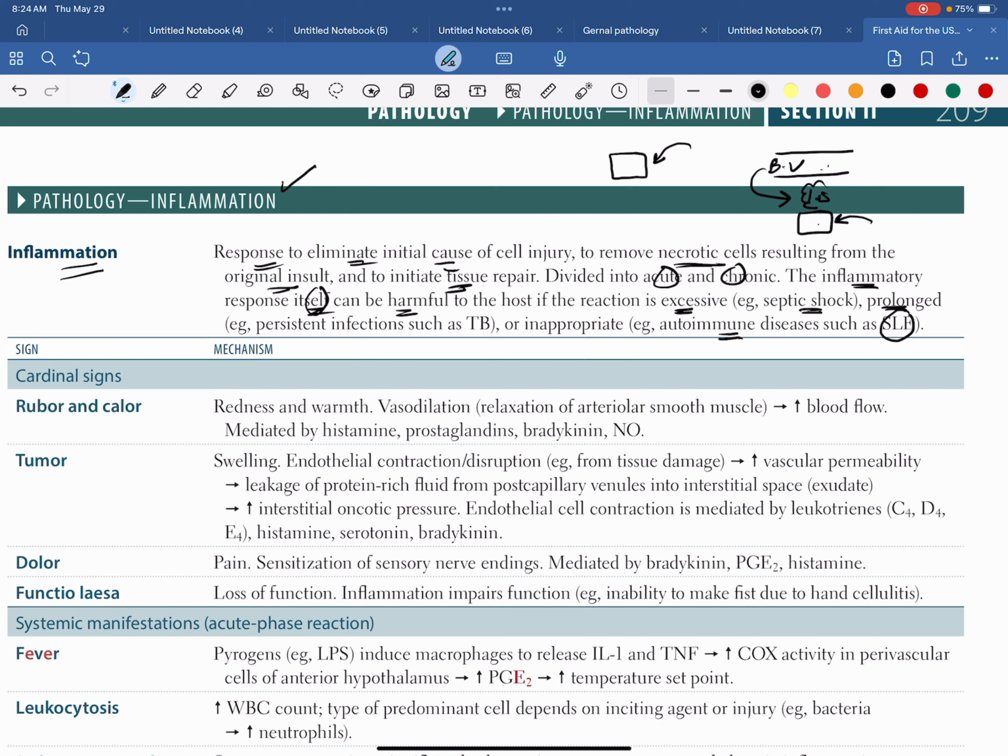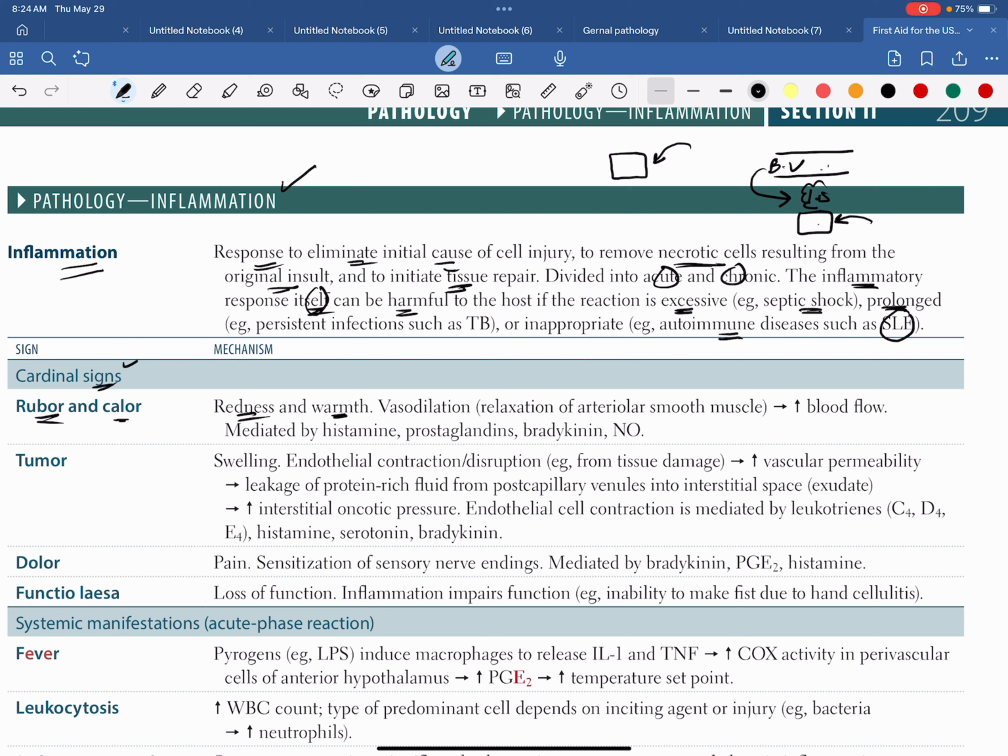So first of all, this is the cardinal sign of inflammation, which is called rubor and calor. Rubor means the area looks red, and calor means the area is warm. So what is the mechanism behind this cardinal sign? The redness and warmth of that area is called rubor and calor. So what is the mechanism?